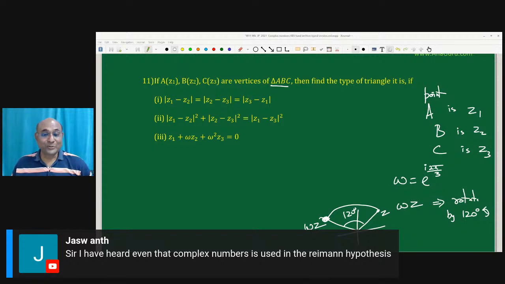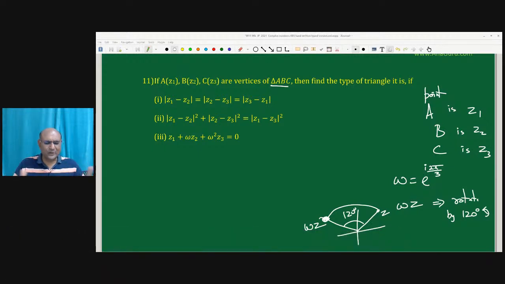Jaswant, it is not used in Riemann hypothesis. Riemann hypothesis requires complex numbers. Okay, it's stated in terms of complex numbers. So, complex numbers very useful in lots of places. Today's mathematics cannot be done without complex numbers. So, there's no question of whether it's useful.